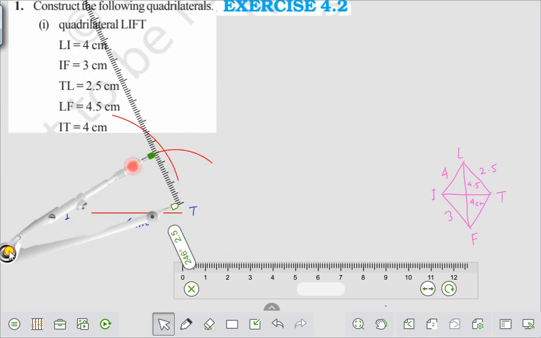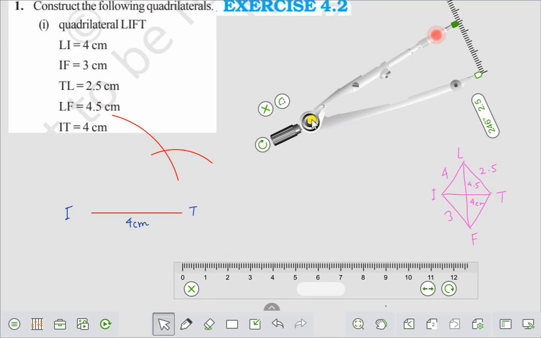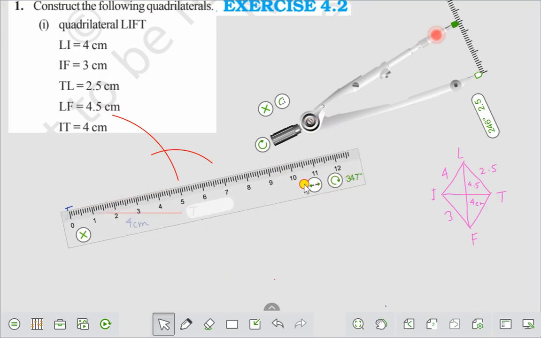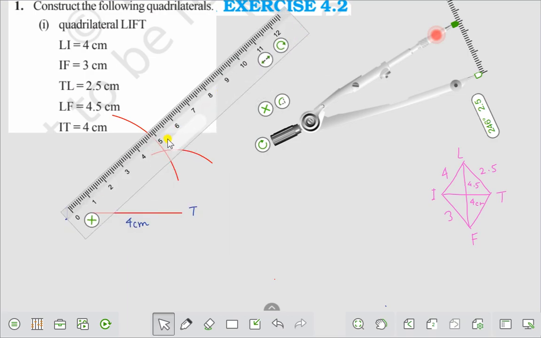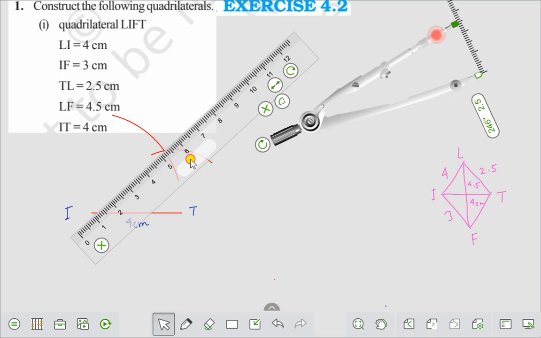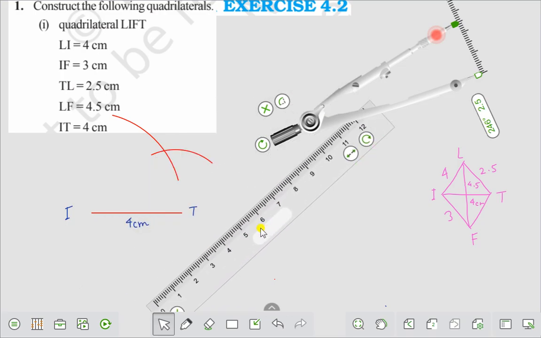Right? Now you see, this is where we got the point L. This is point L. Now join the points.